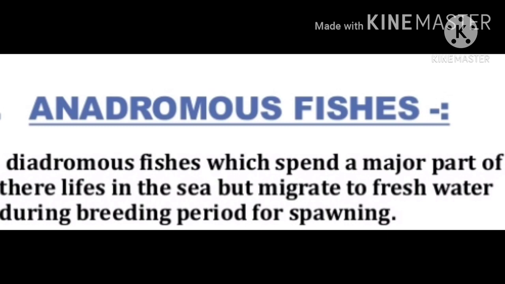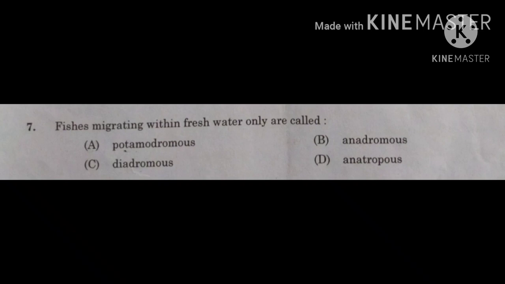So anadromous fishes are a type of diadromous fishes which spend a major part of their life in the sea, but they migrate to freshwater only at the time of egg laying, that is spawning. You know that spawning is a term which means the release or deposition of eggs by fishes, certain mollusks, and the like. Okay. In this question, the fourth option is Anatropous.